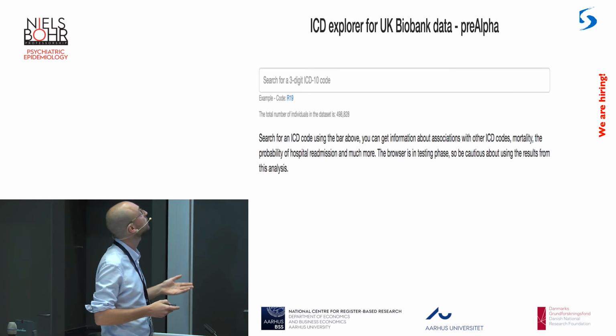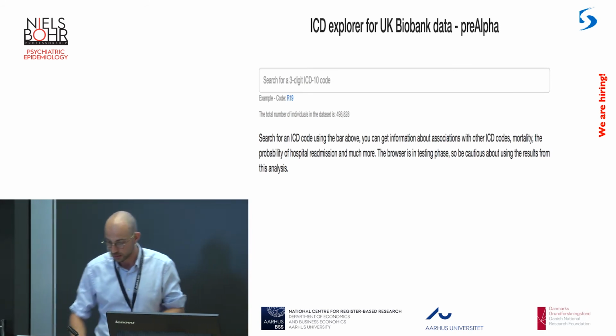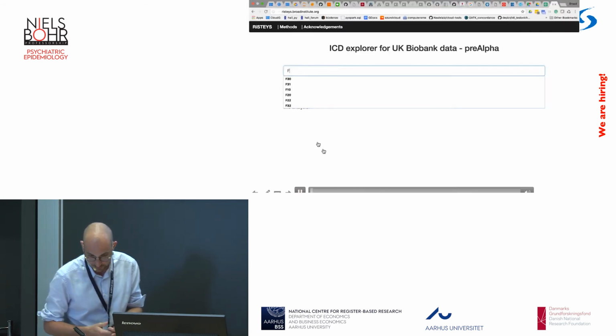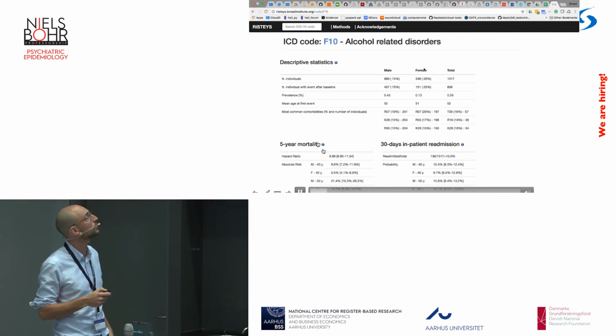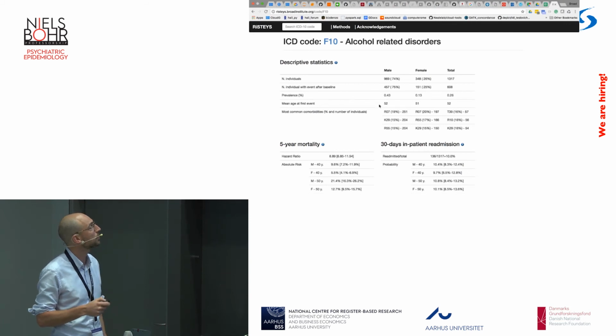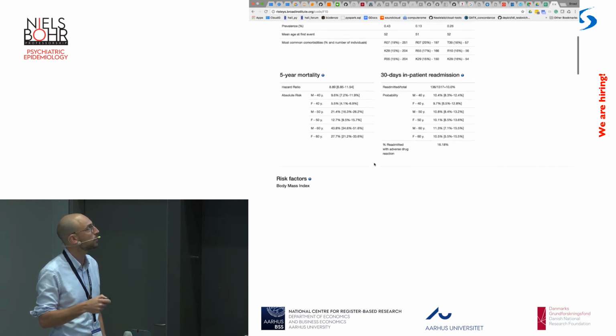We've built a portal. We didn't even publish a paper about that; we just wanted to make the data out there. It is in a very alpha phase, but for example, if you select F10, which is alcohol-related disorder, you can see the number of individuals in UK Biobank, the prevalence, the mean age at first event, and the most common comorbidities. You get 5-year mortality estimates divided by male and female and age, and we will get this one personalized in the end.